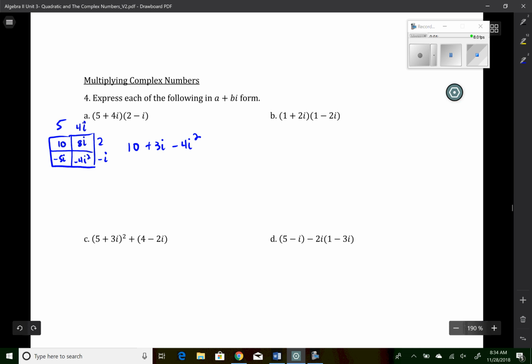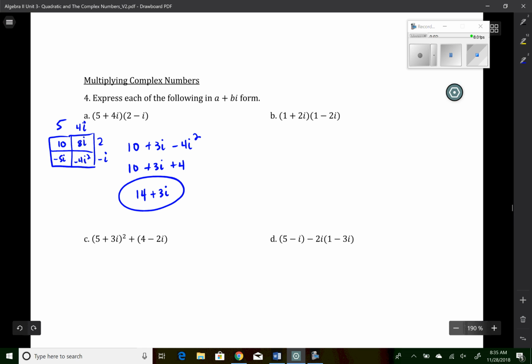But 4i squared can be changed. i squared is kind of like the sign changer. Whatever it's attached to is going to change the sign. So that's going to become 10 plus 3i plus 4. Notice i squared is really -1. So if we do -1 times -4, we get +4, which is why it's plus 4. Combine up your like terms, and I have 14 plus 3i. You can check this answer by typing it in your calculator.